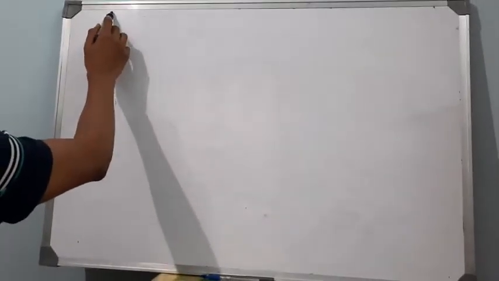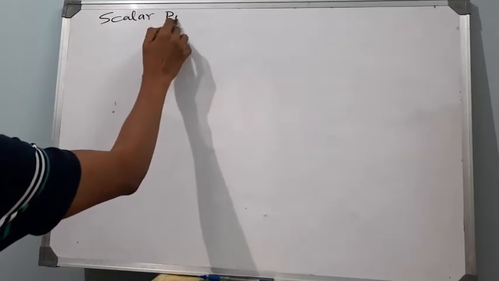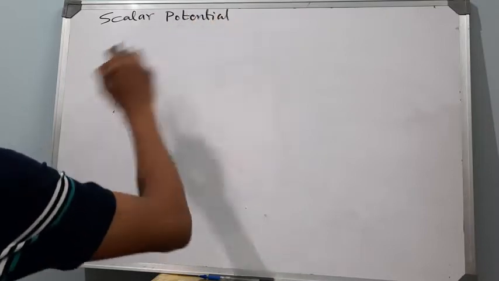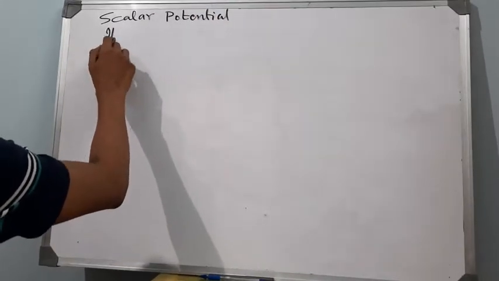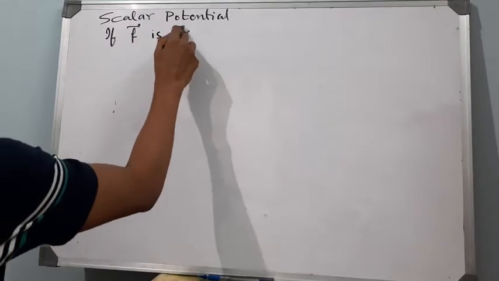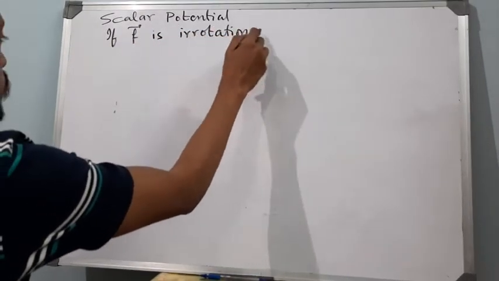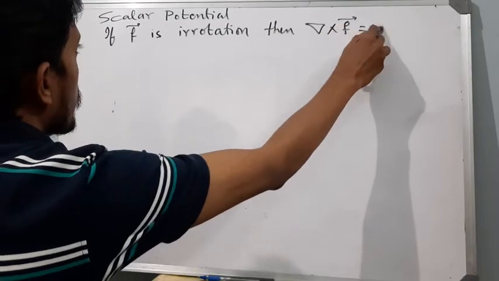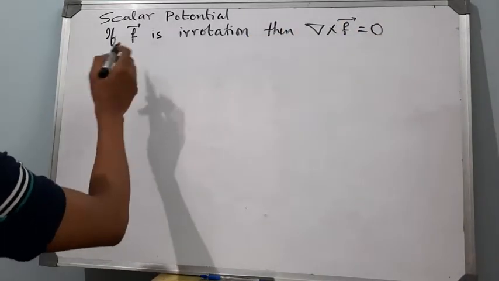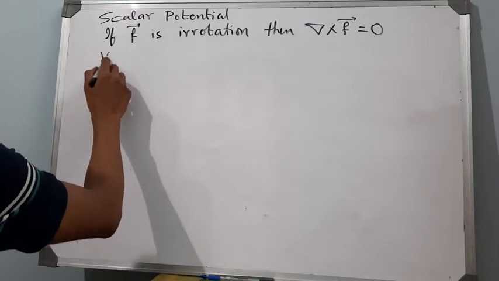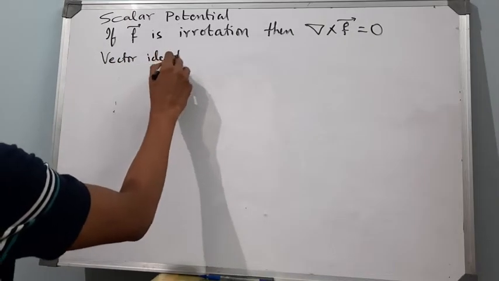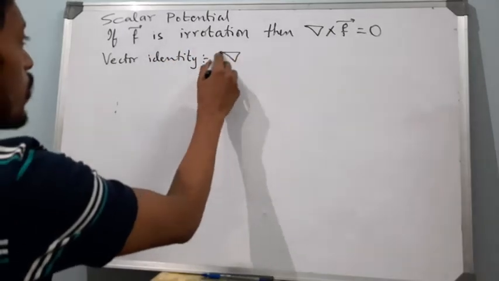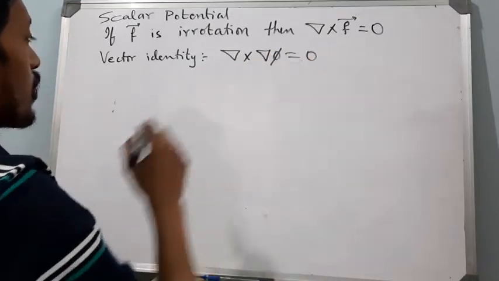Hello students, in this video I will be discussing the scalar potential. Now if F is irrotational, then curl of F is equal to 0. Now if we consider a scalar function phi, we will always have curl of grad phi equal to 0.